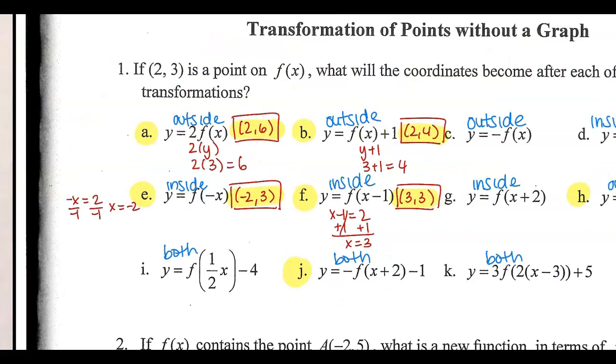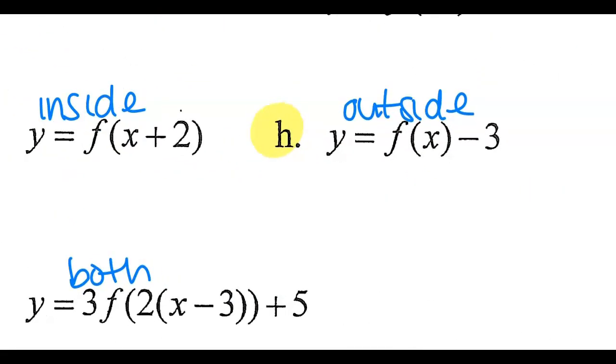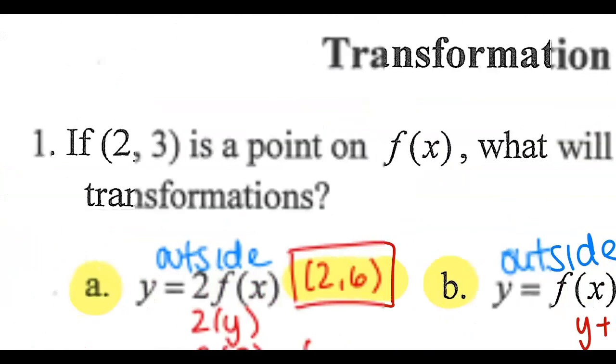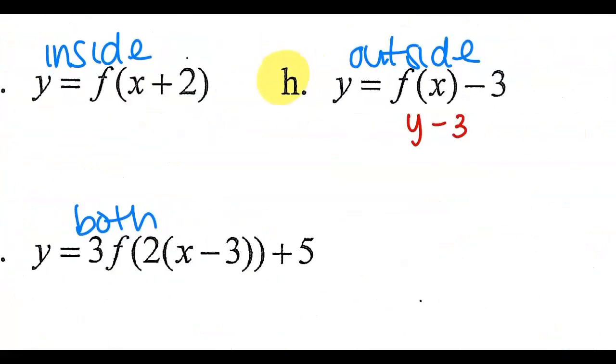And then the last couple questions, let's look at H. H again, this one's an outside transformation. We're going to take y, subtract it from 3. And if you're wondering what y we're looking at, we're still looking at this same point, the same x and y. So we're going to take that 3, which is our y value, and subtract it from 3. 3 minus 3 is 0. So from here, all I'm going to do is write my coordinate, and that's going to be (2, 0).